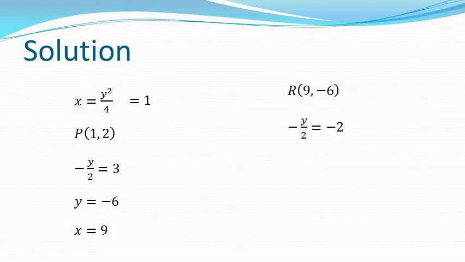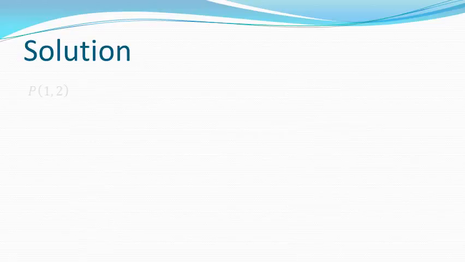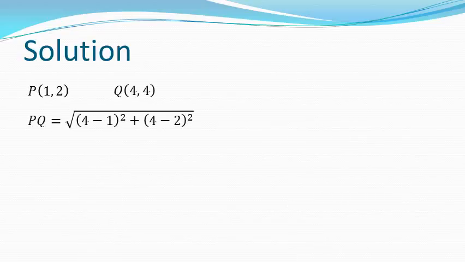Now comparing minus y by 2 to minus 2, we find that y is equal to 4. That means x is equal to 4. So the point is (4, 4). So we have found our points P and Q. So P is (1, 2) and Q is (4, 4). Therefore the distance between them can be found using the distance formula, and that turns out to be root 13. So the correct answer is option A.